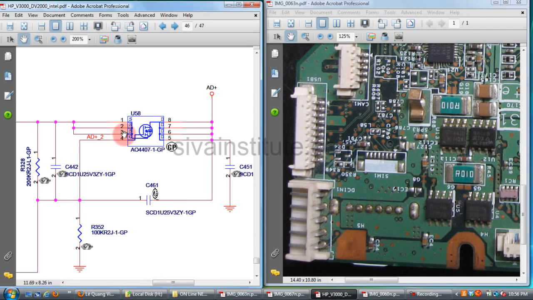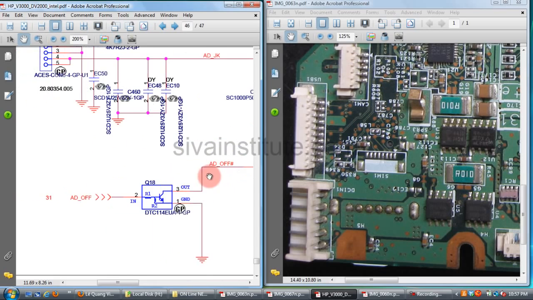These are the input pins. When you give 5 volts to this gate, that means pin number 4, the output voltage will be present at pins 5, 6, 7, 8. If there is no voltage at pin number 4, the voltage will not be present here. This is adapter plus. This is adapter off. Adapter off, Q18.